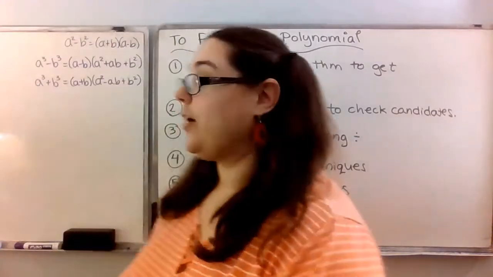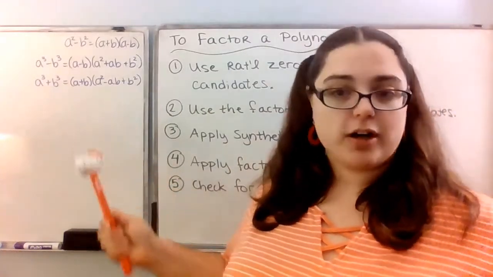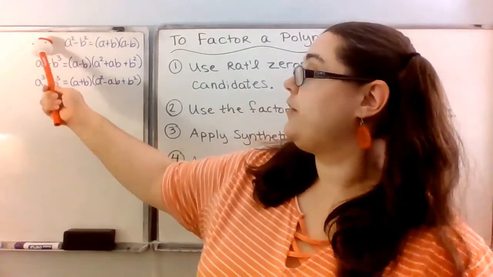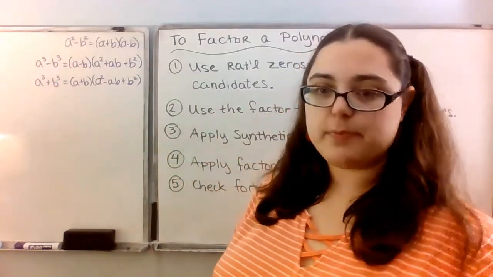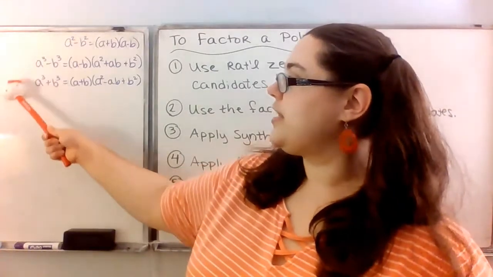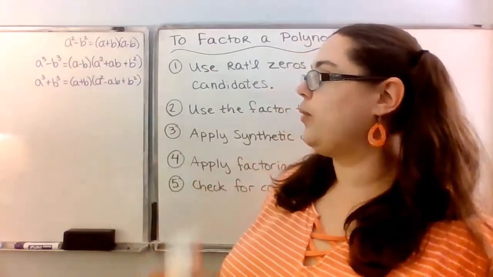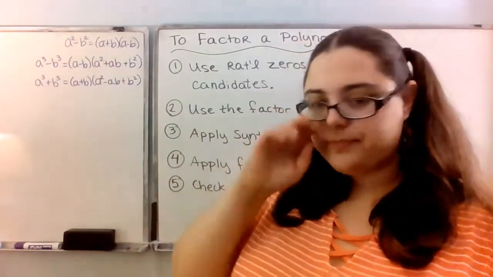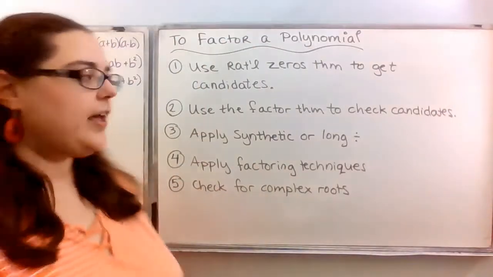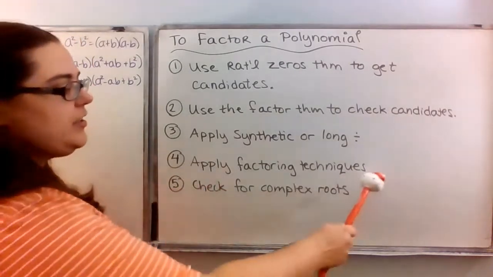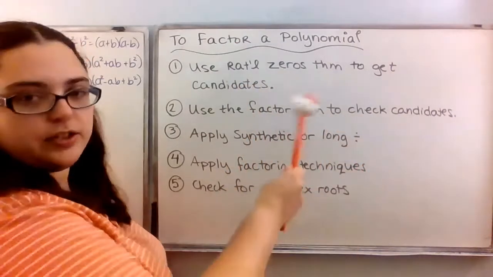For example, I have over on this board some common factoring techniques. These are ones that you are expected to know. We have the difference of two perfect squares, a squared minus b squared, which factors into a plus b and a minus b. And then the difference and sum of perfect cubes factor into one linear factor and one quadratic factor. You can apply those factoring techniques if you wish. And then after you apply those techniques, you can repeat this process and check for more of your candidates and continue to do that.